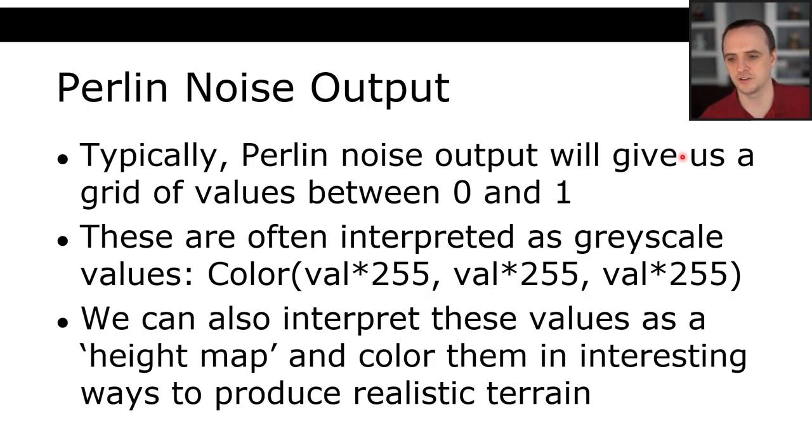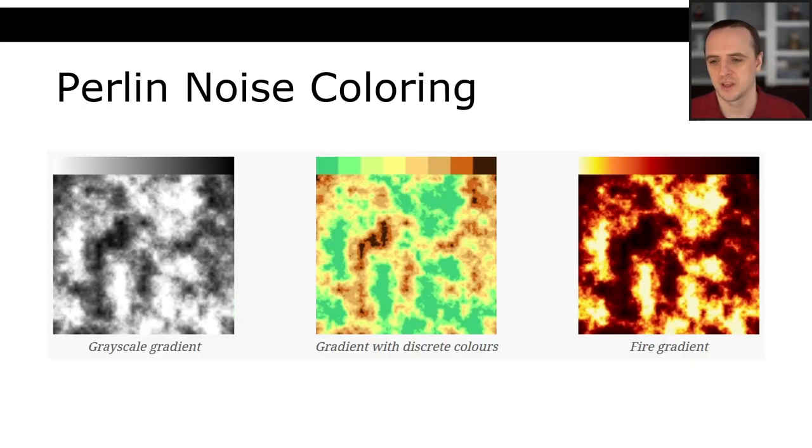Or we could also interpret those values as a height map, like we just saw, and then color them in interesting ways to produce realistic terrain. Okay, so Perlin noise coloring. If we take our output values between 0 and 1, the most natural and intuitive way to interpret those numbers is just a grayscale value, right? However, we could apply any sort of gradient that we want to. And so we could have discrete colors, for example, right? So maybe a 0 would be a green, a 0.5 would be a yellow, and a 1 would be a brown. Or we could have a complete gradient from yellow to red and create some sort of fire effect or fire clouds or explosion or whatever, okay? So you can take this Perlin noise and transform it into whatever you want.